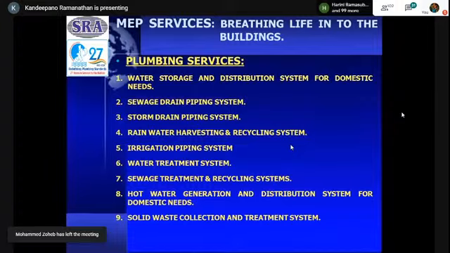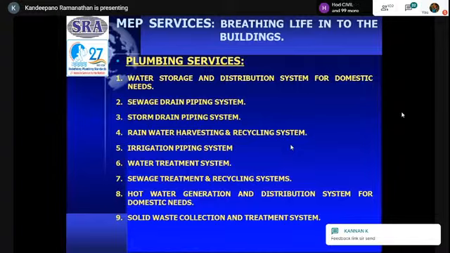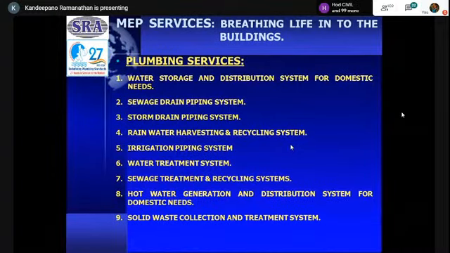For your information, the National Building Code of India, NBC, which is a huge two-volume document published by the Bureau of Indian Standards, talks about all these services. They have included the solid waste collection and treatment system chapter amongst plumbing. It is included in chapter 9, which talks about plumbing.